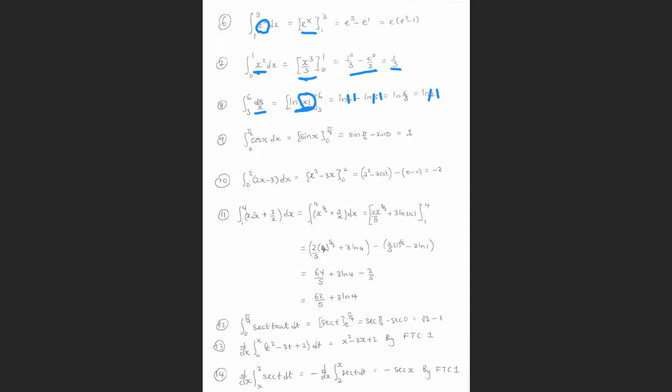If you integrate cos, we see there you just get sine, and if you evaluate it from 0 to pi over 2, it's easy. Sine of pi over 2 is 1 minus sine of 0 is 0, so it just gives you 1. And then for 10 and 11, the same idea. You just integrate 2x minus 3, you get x squared minus 3x. Apply the fundamental theorem of calculus: the antiderivative at the upper bound minus the antiderivative at the lower bound.